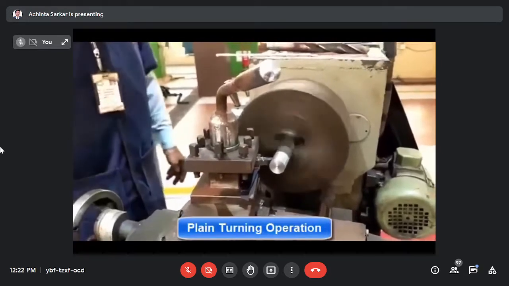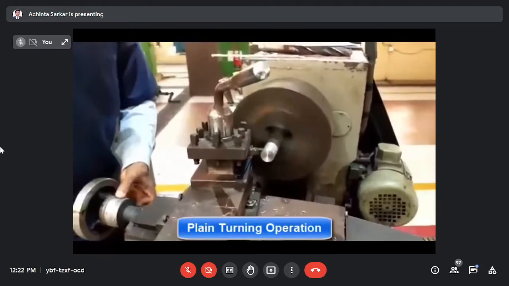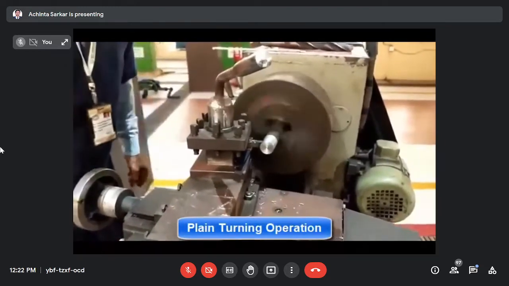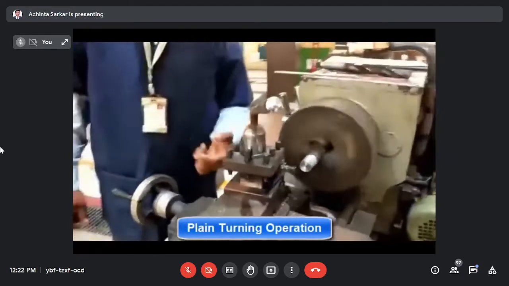Now marking over without rotating this crossfeed wheel, do not touch anything here. Again, remove the carriage wheel outside. The next part you have to apply.